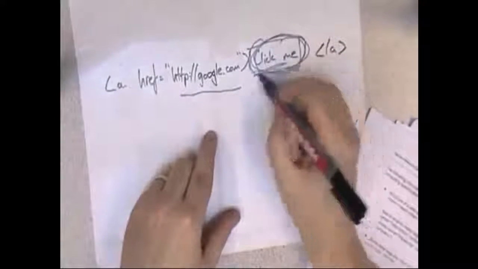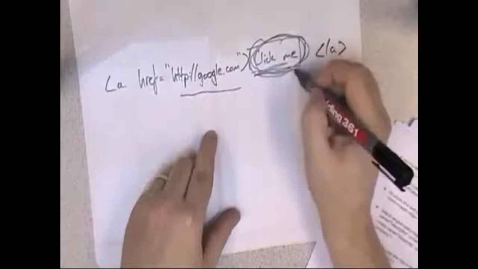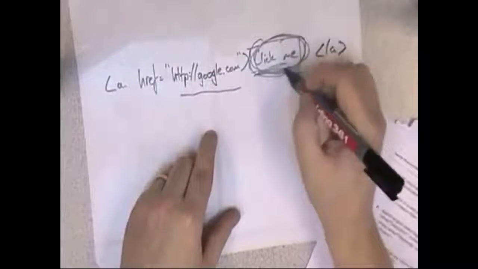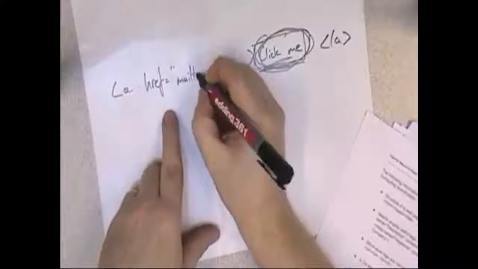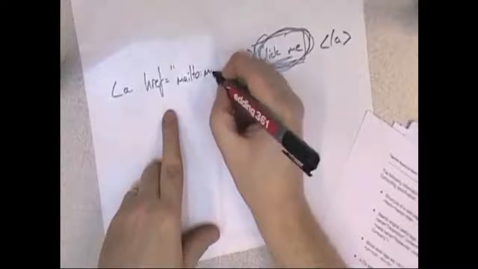Incidentally, you can put anything in here. You can put pictures in here. It doesn't have to be text. You can put all sorts of things in here, make them clickable. That's really straightforward, and you can put any kind of website address in here. You can also add things like mailto, and you can put an email address in there.